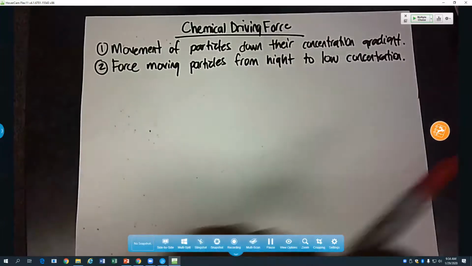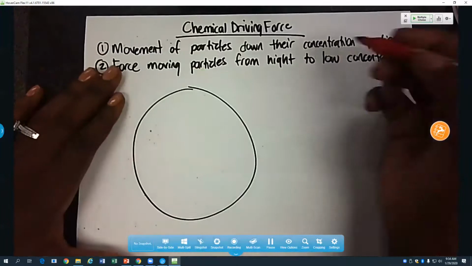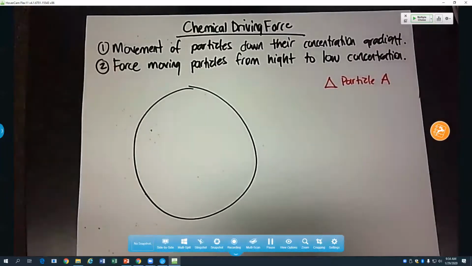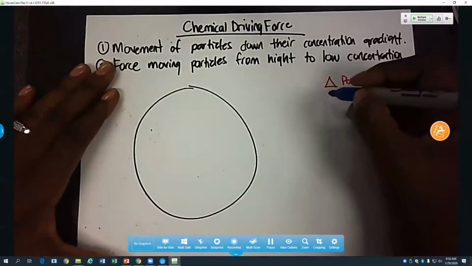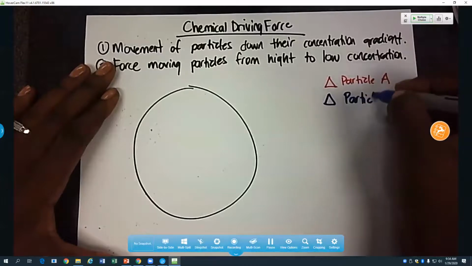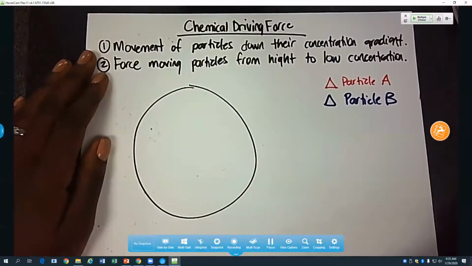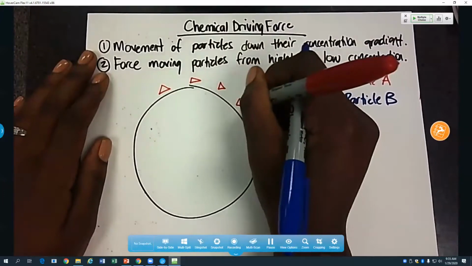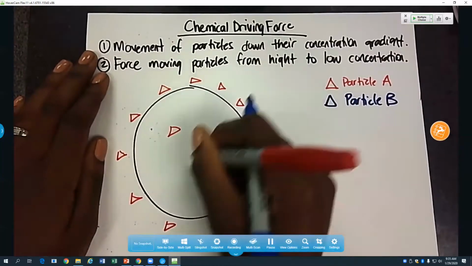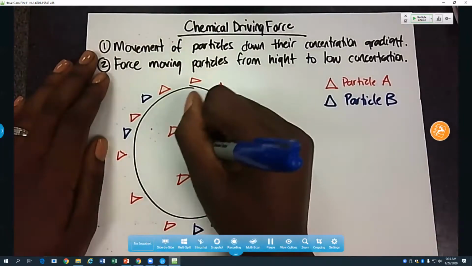So let's look at a scenario here. A cell. We're going to look at particle A, and this can be substituted for an ion such as maybe sodium, which is high in concentration outside. But for now, we'll just call it particle A. So particle A is in higher concentration outside of the cell and lower concentration inside. And then particle B is at lower concentration outside the cell and a much higher concentration inside.